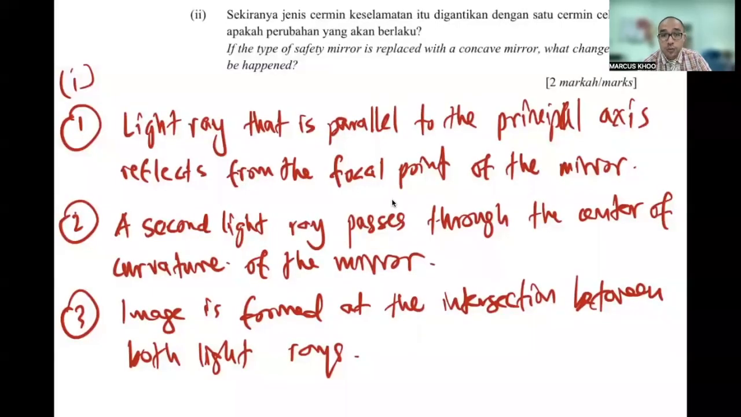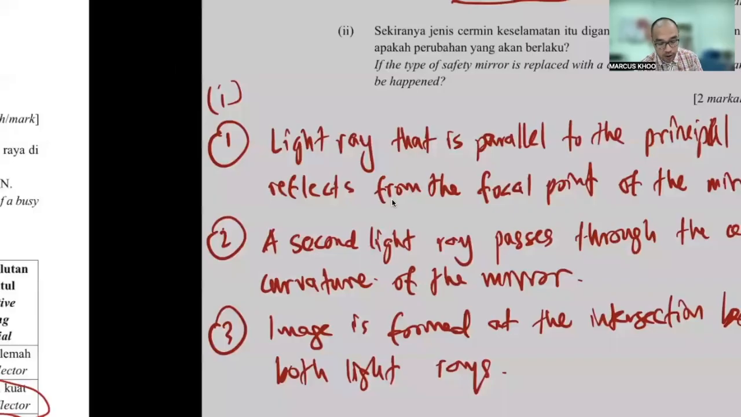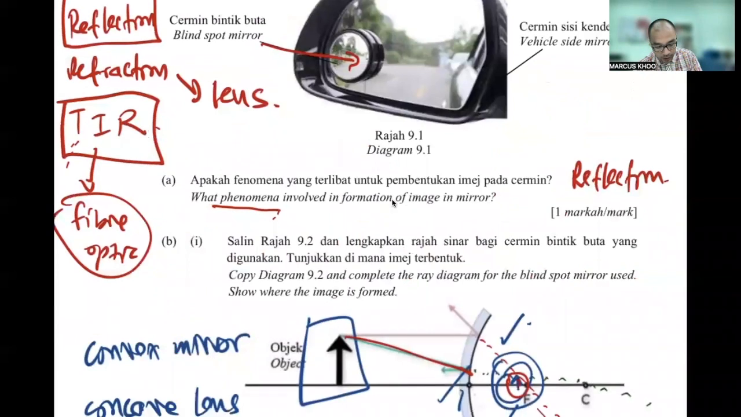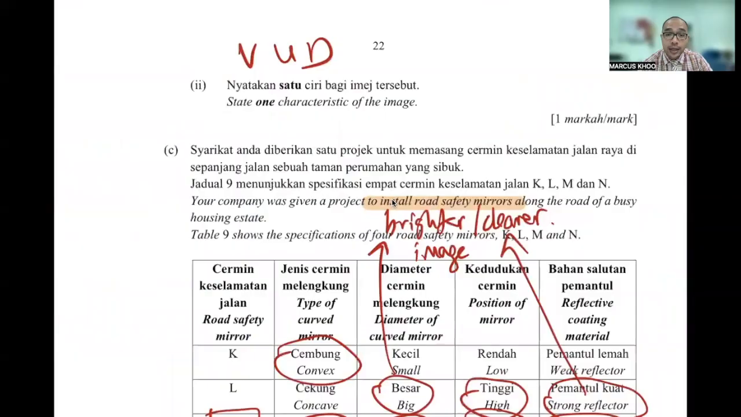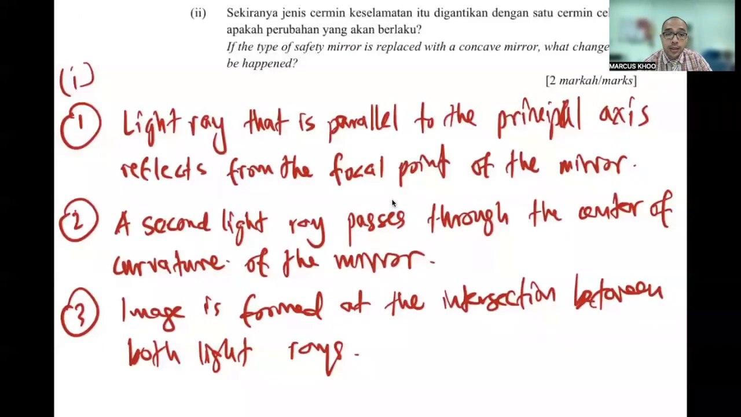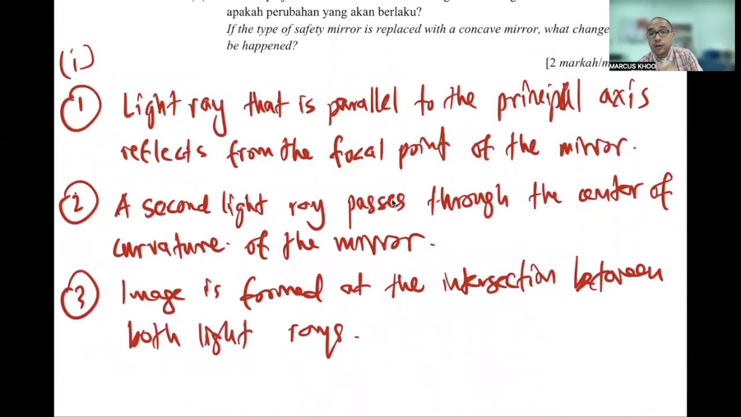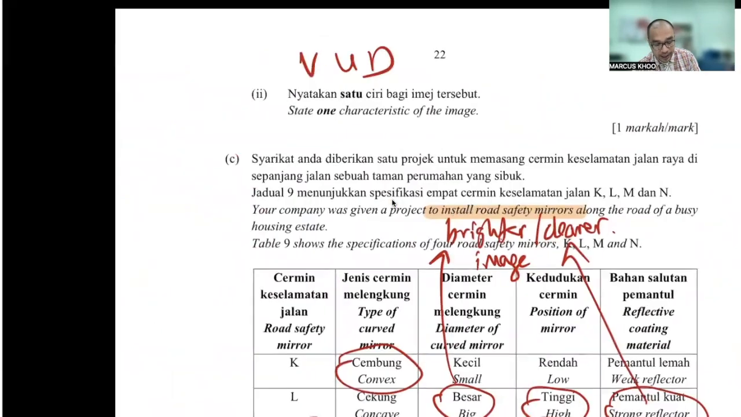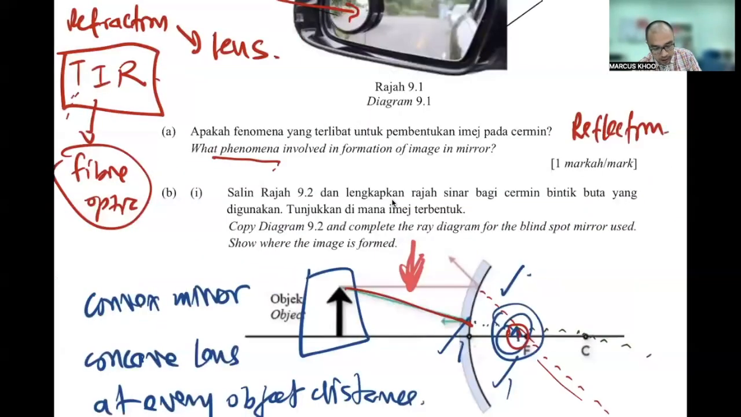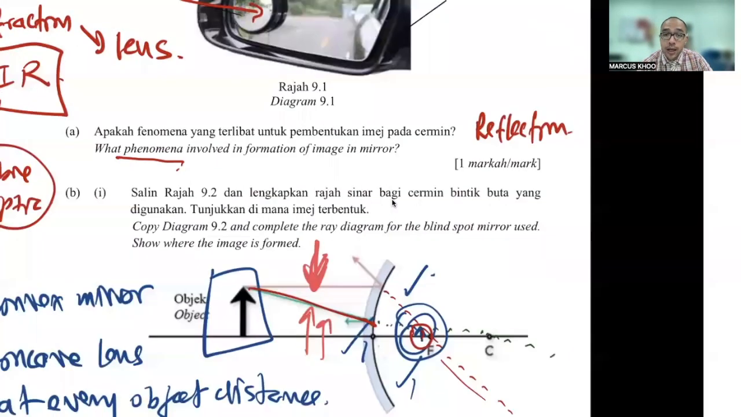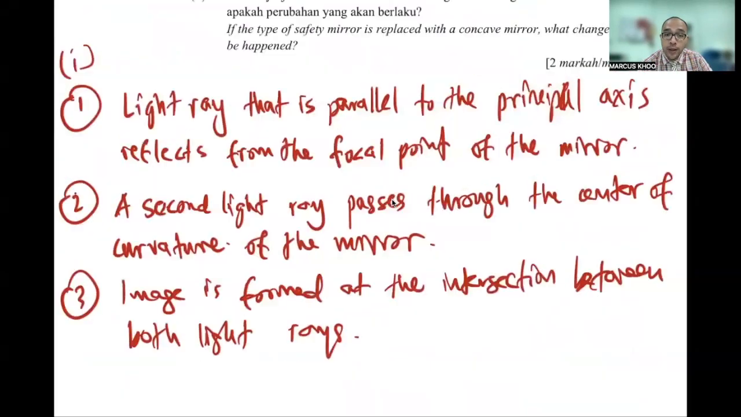The explanation will be like this. The light ray that is parallel to the principal axis reflects from the focal point of the mirror, which is this one. This is the first explanation. The second one is the light ray that passes through the center of curvature of the mirror. And then after that, the image is formed at the intersection between both light rays.